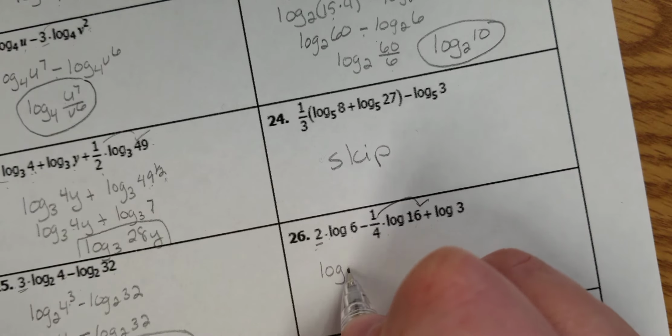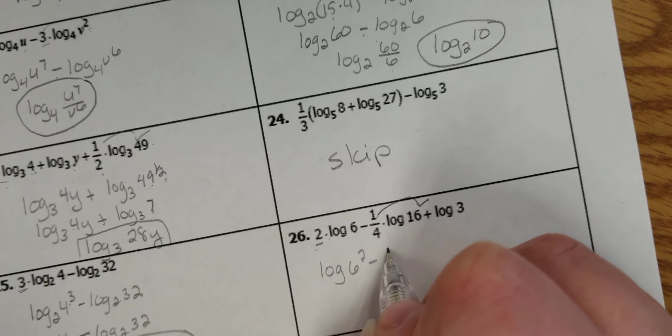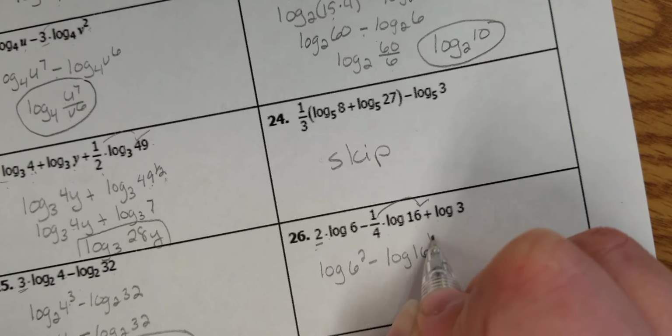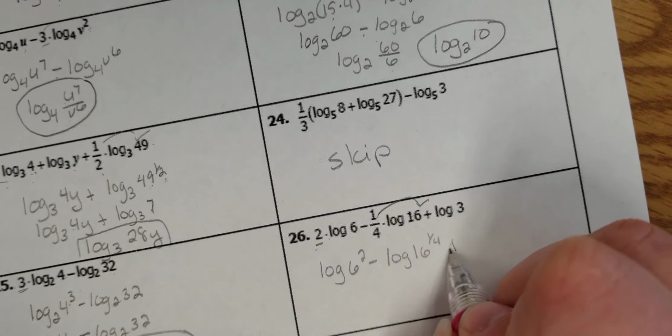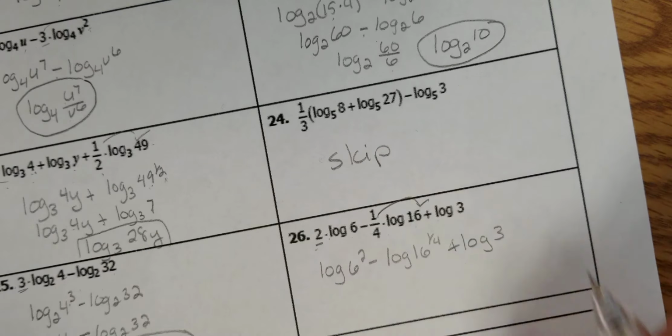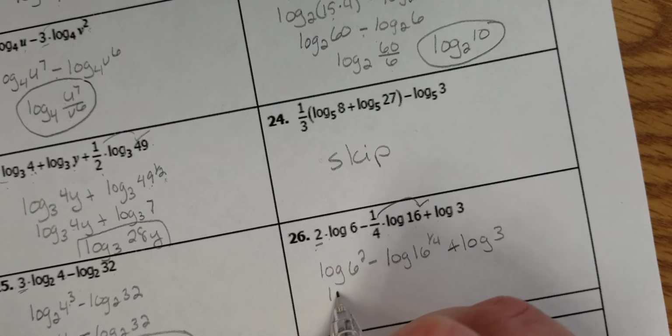So when we do this, we need to figure out the 4th root of 16. So we need a number that when you multiply it 4 times equals 16. So the 4th root of 16 is 2.